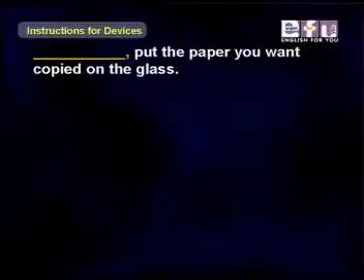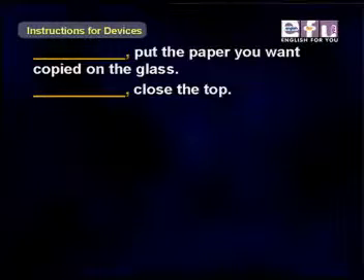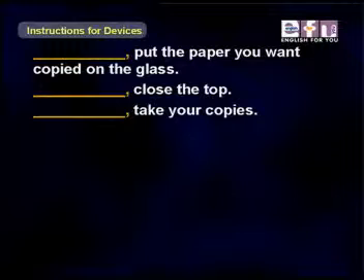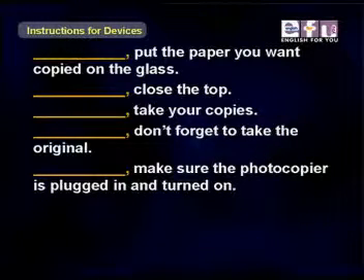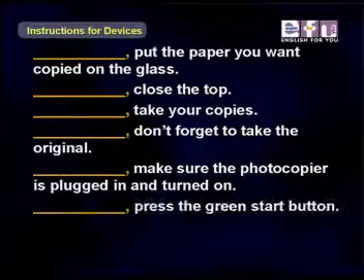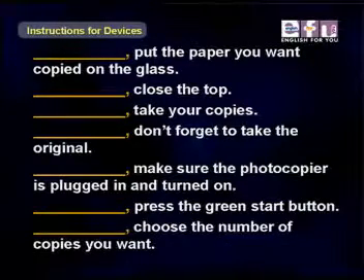Okay, please follow along on your screen and fill in the gaps. Put the paper you want copied on the glass. Close the top. Take your copies. Don't forget to take the original. Make sure the photocopier is plugged in and turned on. Press the green Start button. Choose the number of copies you want.